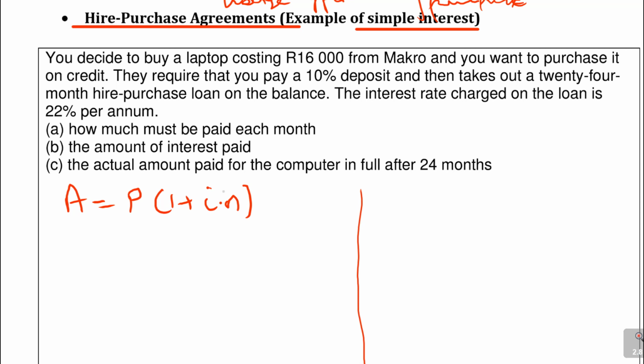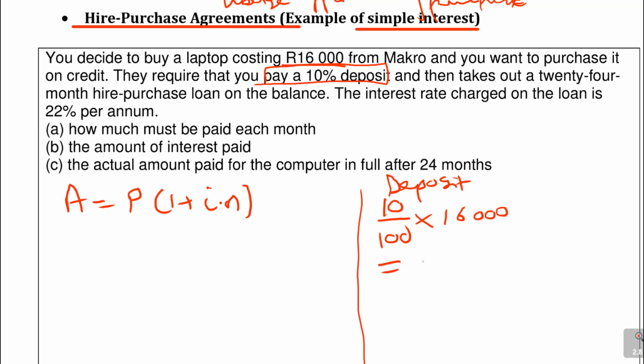Nothing has changed. Now it says you decide to buy a laptop costing what? 16,000. So okay, that is the cost. And then you want to purchase on credit. They require a 10% deposit. So what you do, you're going to say 10 over 100. So we're talking about deposit now. Are you with me? When you're talking about deposit, you say 10 over 100 times the amount, which is 16,000. That's how you do the deposit.